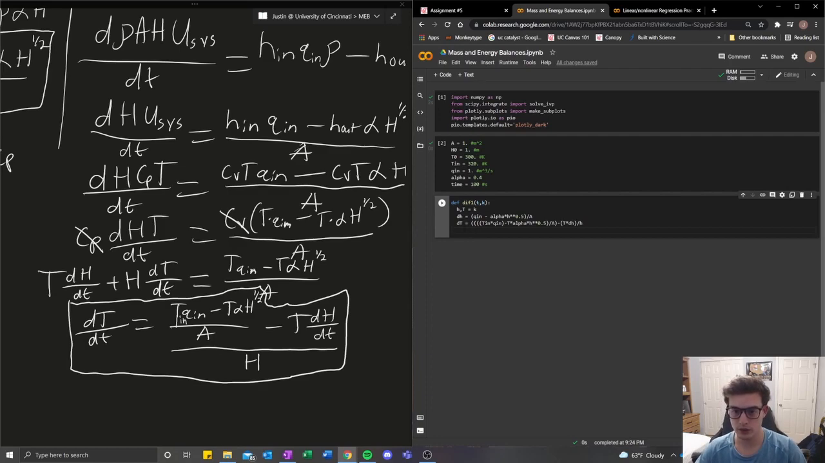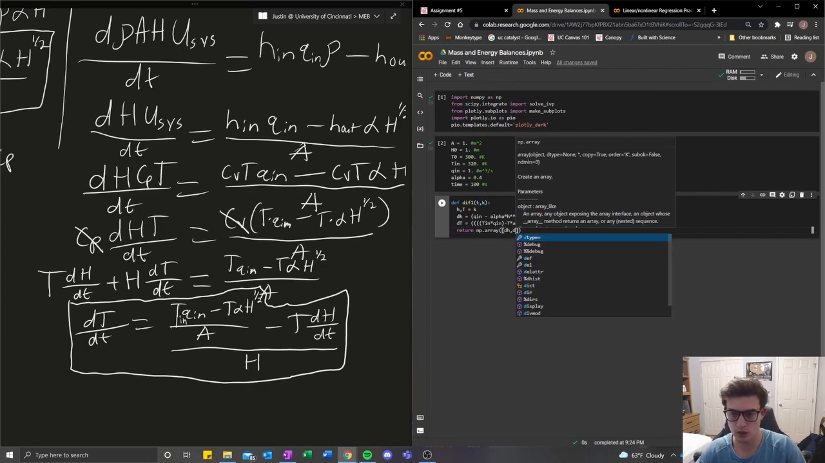And then we need to return dH and dt, but we need to do this as an array. So we've got numpy array, I could spell, and then we need dH and dt.